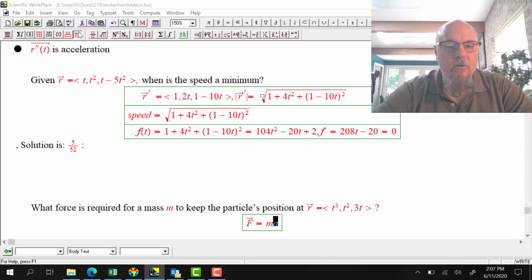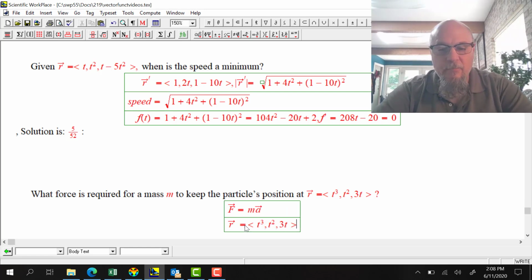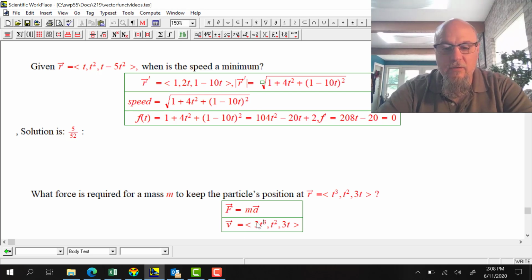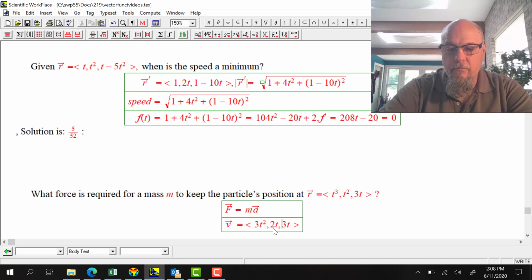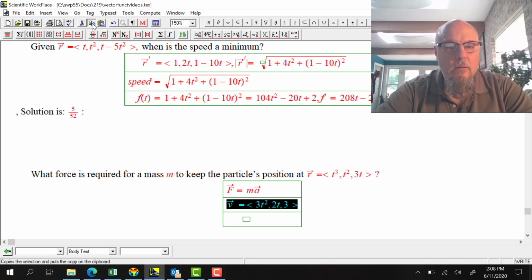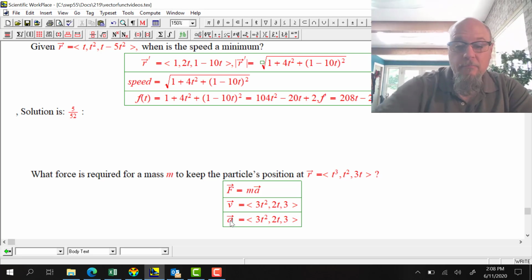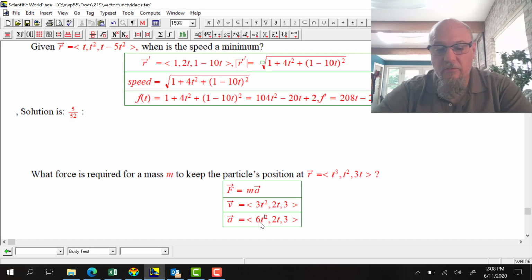Acceleration is a vector function. I know what the mass is. It's m. I just need the acceleration. So I need to get the second derivative. So here's the position vector. I need the acceleration vector. So the velocity vector, I'll use that for v, take the first derivative. There's the velocity vector. The acceleration vector, I'm going to take the derivative of the velocity. So here's my acceleration vector, r prime prime, 6t.